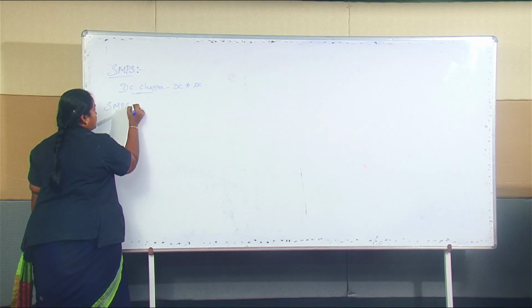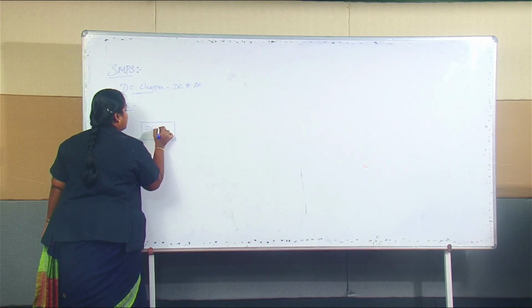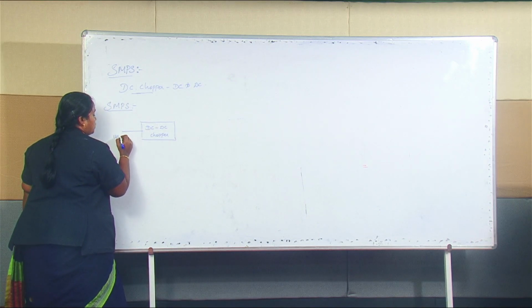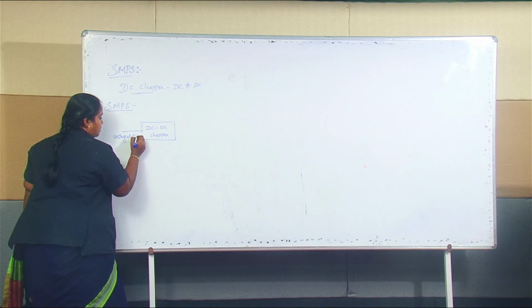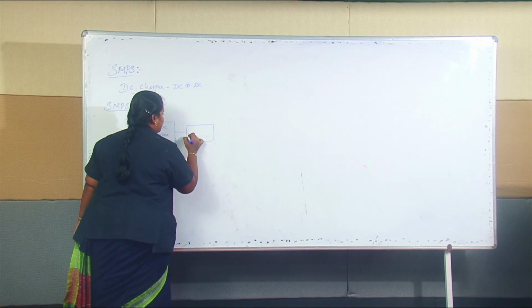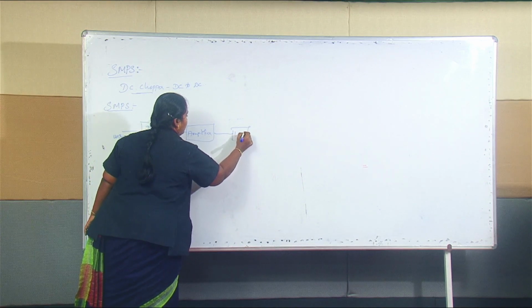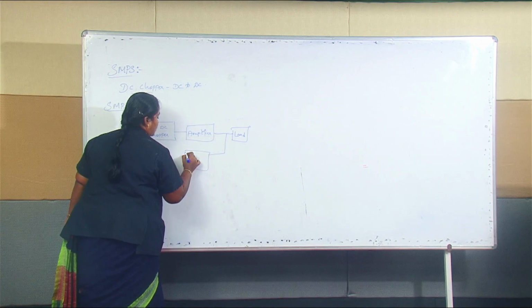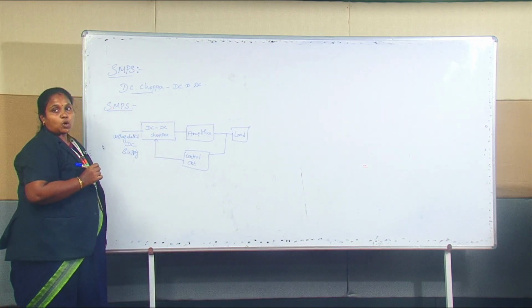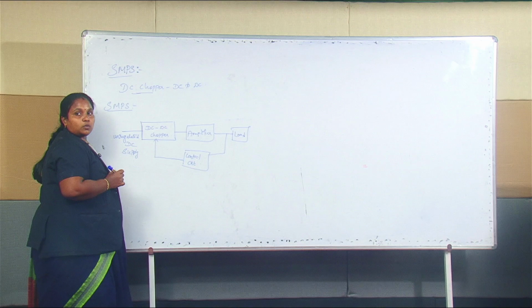So, the basic block diagram of a switching mode power supply mainly consists of a DC to DC chopper. The input of the DC to DC chopper is an unregulated DC supply, which is given to an amplifier. The output of this will be given to a load, which can be given to a control circuit or a feedback circuit. This is the basic block diagram of an SMPS. So, the main heart of this SMPS is a DC to DC converter.